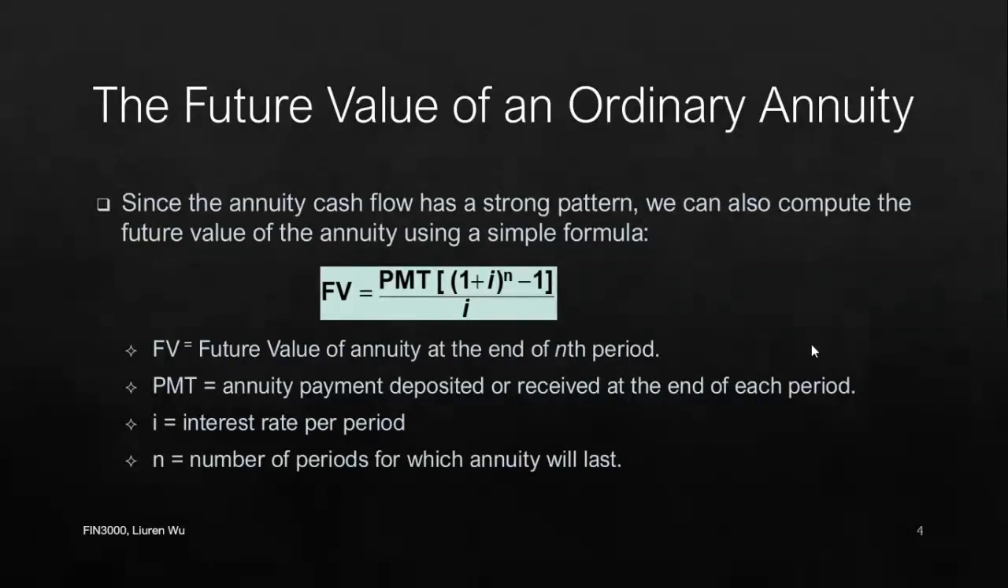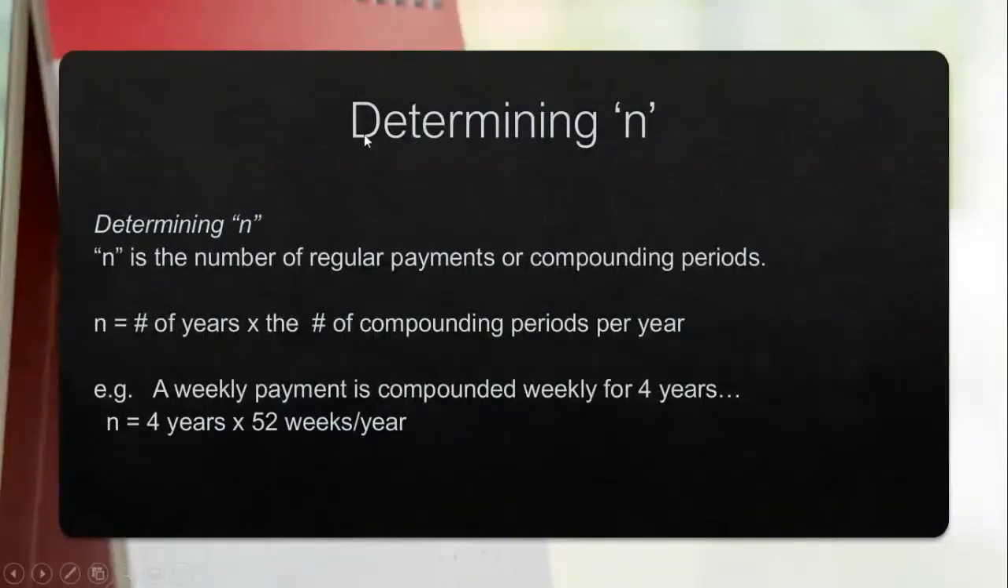PMT, the payment, is usually given. I'd say I'm making a payment of $500 every 2 weeks, or whatever the question says. I and N do need to be calculated, just like in compound interest. So how to calculate N? N is the number of regular payments or compounding periods. Just like compound interest, we take the number of years times the number of compounding periods. For example, a weekly payment compounded weekly over 4 years: there are 52 weeks in a year, so it's 4 times 52. That would be my N.